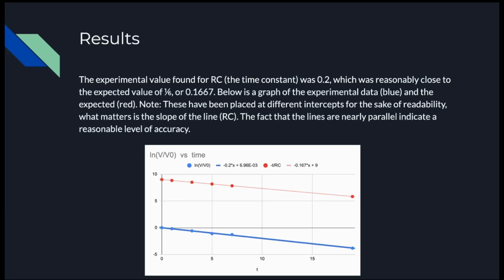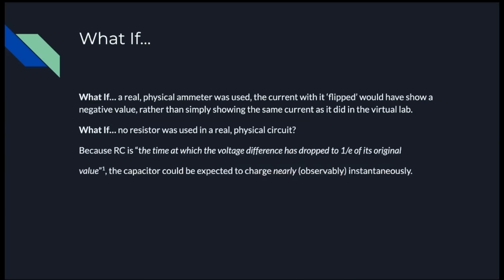But you can see their parallelity, or I should say near parallelity, is really the thing we're looking for here. The fact that those lines appear to be very similar as far as their slope is what we're looking for as far as our accuracy. So you can see here we have a slope of the blue line of negative 0.2, I should say, and a slope of the red line of negative 1.6, which is fantastic.